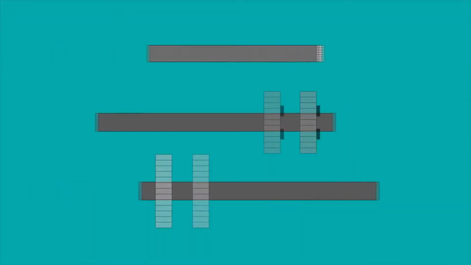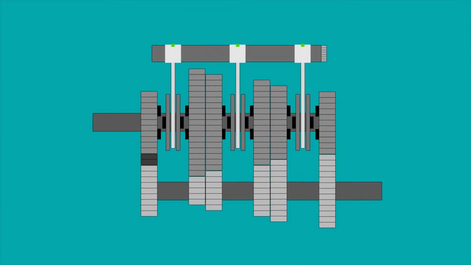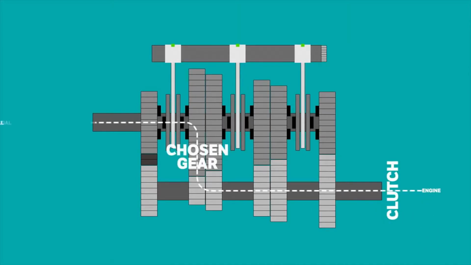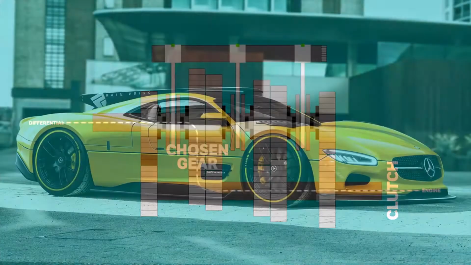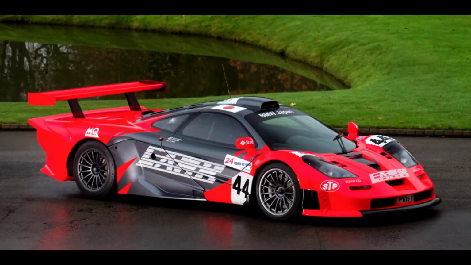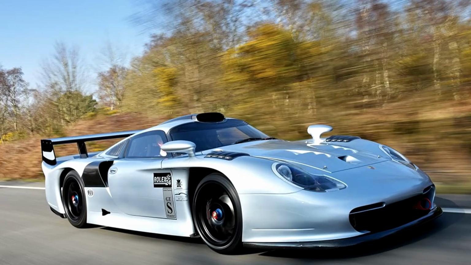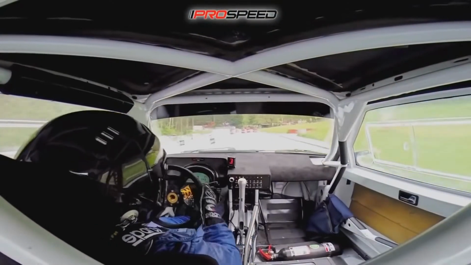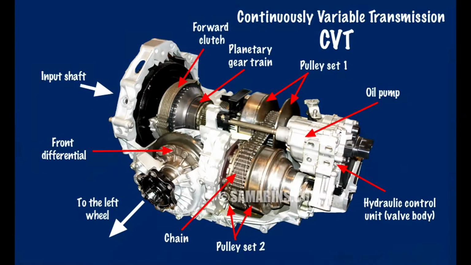It allows for either fully automatic forward gear shifts or manual shifts through the gear selector or through buttons and paddle shifters on the steering wheel. Examples of this are the Mercedes-Benz CLK GTR, McLaren F1 GTR, and Porsche 911 GT1, which all have a 6-speed sequential manual transmission. Continuously variable transmission, CVT.